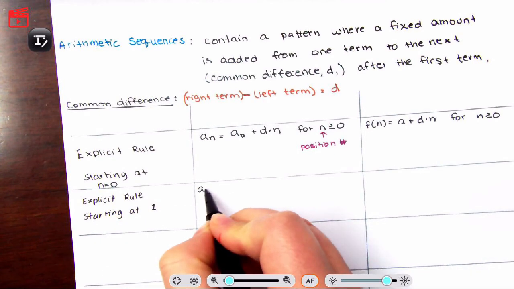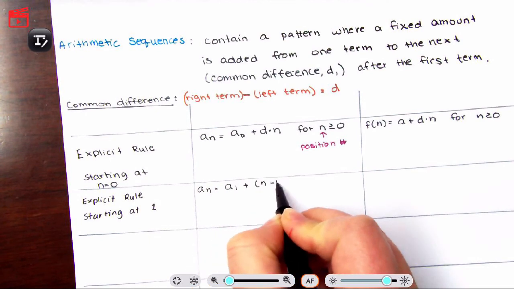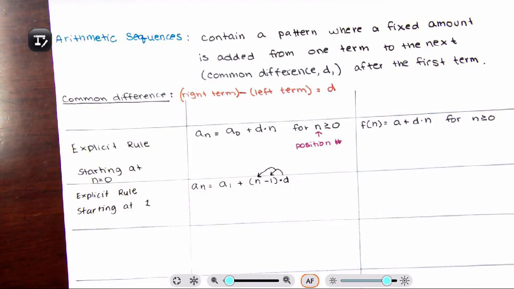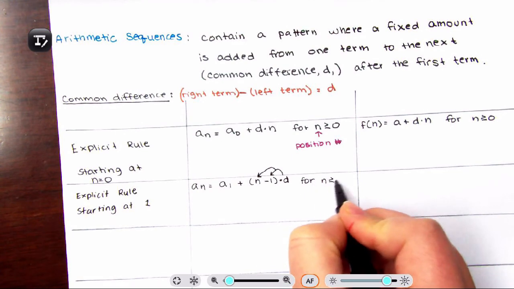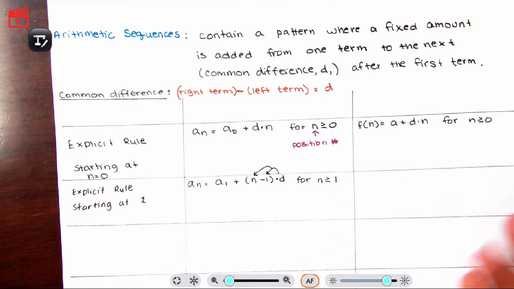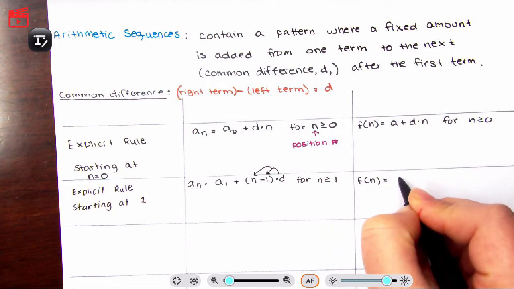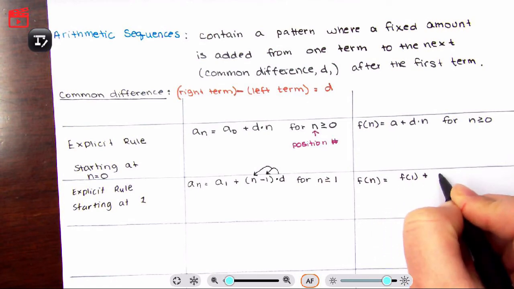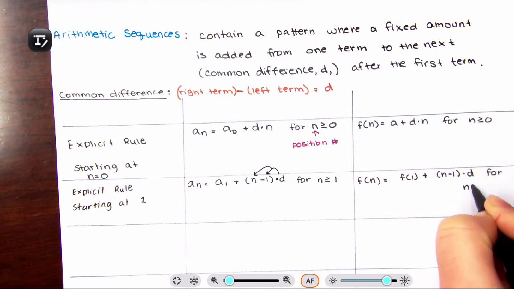Alrighty, let's go ahead and I'm going to do that. A sub n is equal to a sub 1 plus n minus 1 times d. Make sure that you are going to be distributing that d inside the parentheses. And that's going to be for n greater or equal to 1. That means the first number that you see is in the first position. F of n is equal to f of 1 plus n minus 1 times d for n greater or equal to 1.